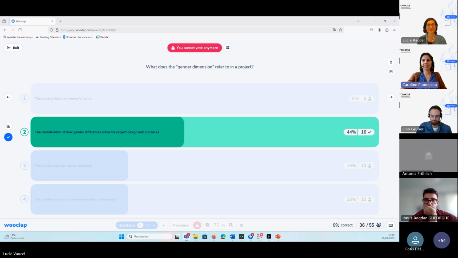Yes, so I can see there are many different answers, so maybe it was not so clear. The gender issues are in relation to the participants in the project and in the very nature of the research project. So it's not only how many men and women are involved in the project or having a neutral gender approach, it's really how it's going to match with your project design and outcomes.